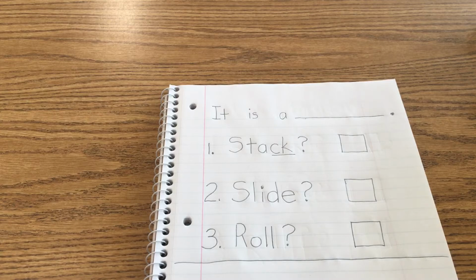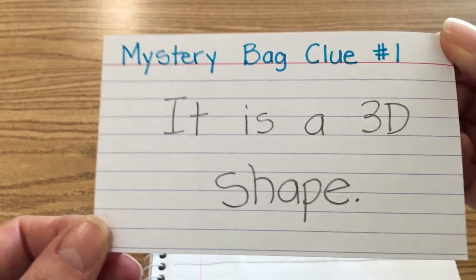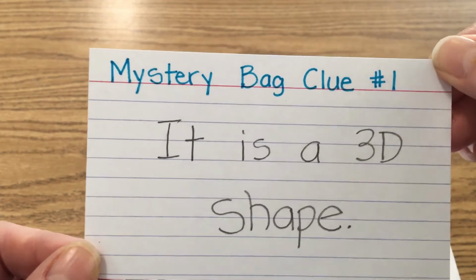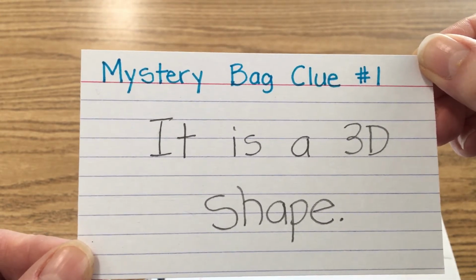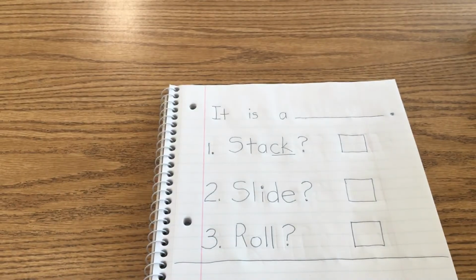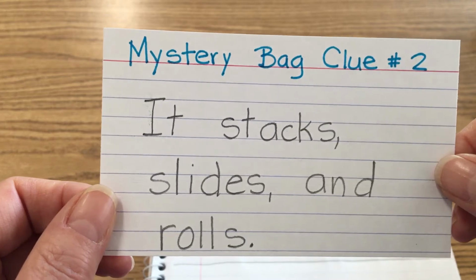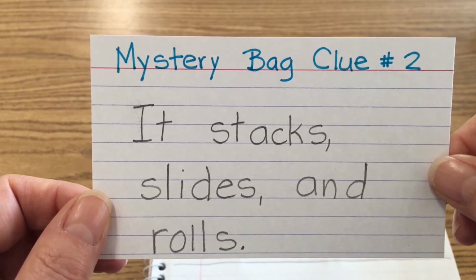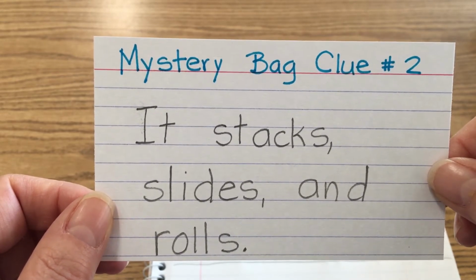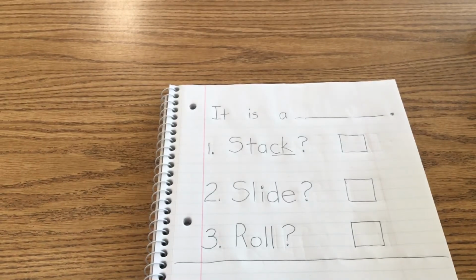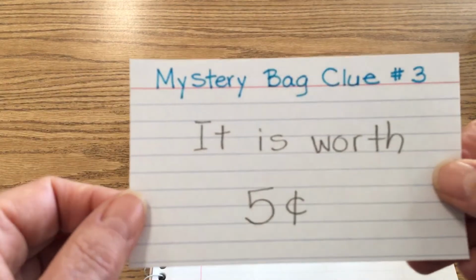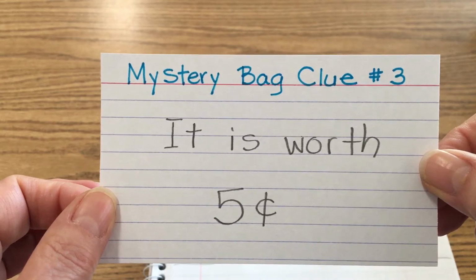All right. So I'm going to pull up the questions that little Snowy Cat came up with today. Mystery bag, clue number 1: it is a 3D shape. So think about all your 3D shapes. Number 2: it stacks, slides, and rolls. So it does all of those. Let's see. Number 3: it is worth 5 cents.